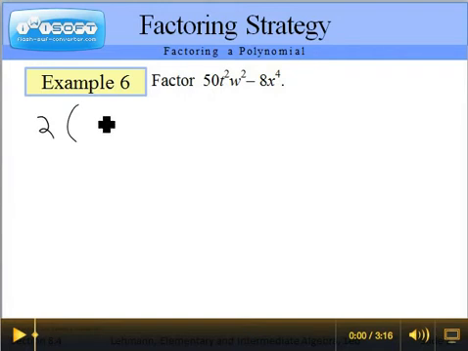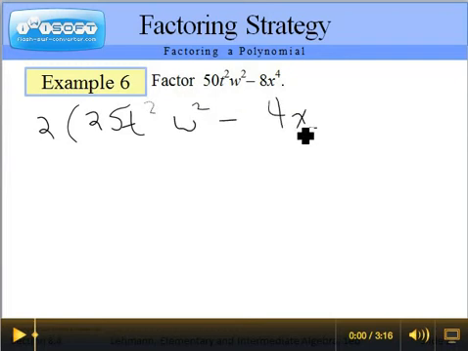So that leaves me with 25t squared w squared minus 4x to the fourth. So now I have a binomial. Since all of my variables are to even powers, none of which are divisible by 3, the only thing that these two could be would be the difference of perfect squares.